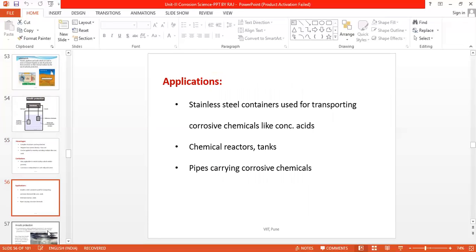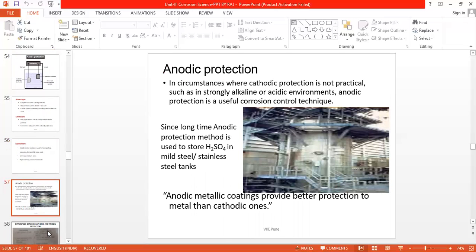Where are the applications where this anodic protection is used? Stainless steel containers used for transportation of corrosive chemicals like acids. Then second, chemical reactors or tanks, which are used to store the chemicals. Then third, pipes carrying corrosive chemicals. So these are the various places where we are going to use anodic protection. These are some typical examples of anodic protection.